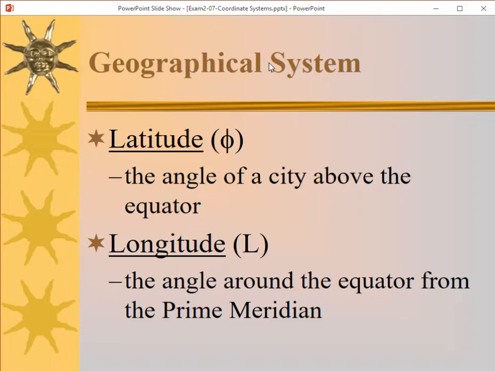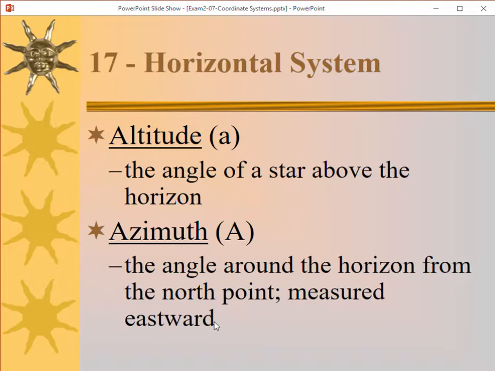Looking at the first one, as you look at homework number 5, the top table, the geographical coordinate system has one of the coordinates called latitude. We're going to use phi for that. This is basically the angle how far up, and the reference for that is the equator, so you measure above or below the equator. How far around that equator is the longitude, and we're going to use capital L within this textbook. The reference for how far around is the prime meridian. Remember that Greenwich, England defined the prime meridian.